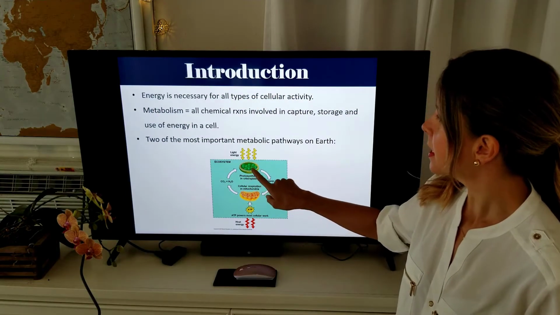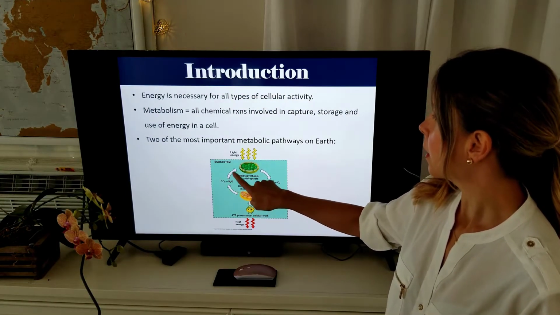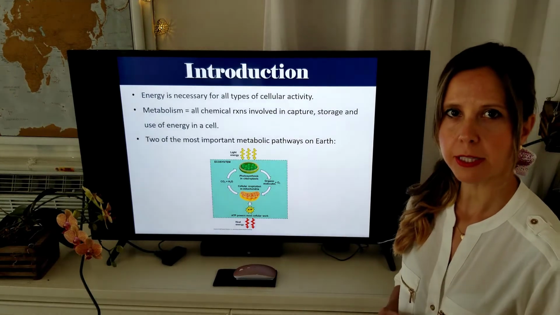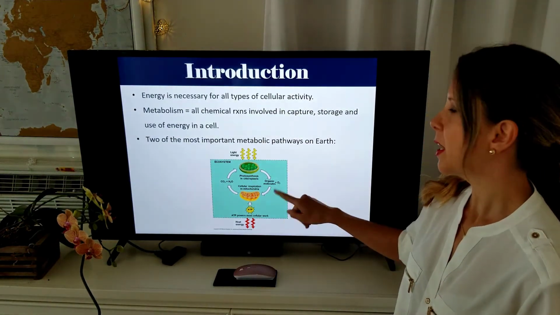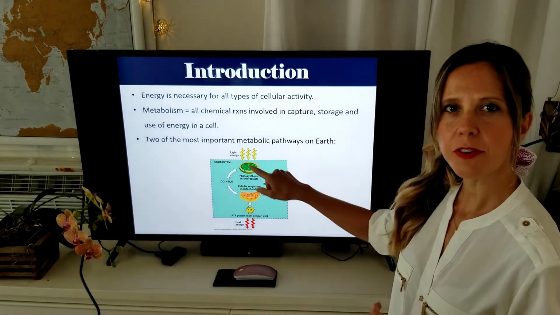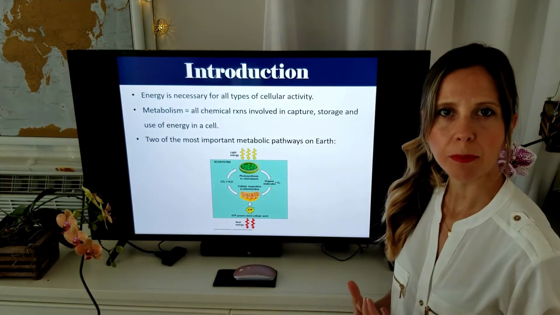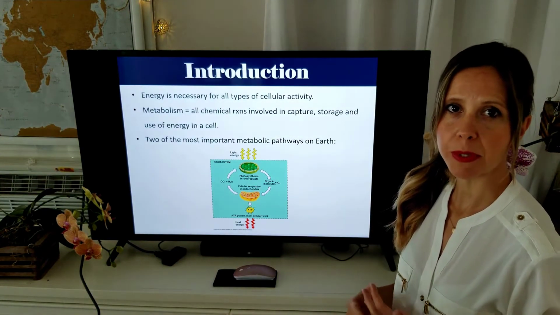During photosynthesis, carbon dioxide and water are converted into organic molecules such as glucose, releasing the waste product oxygen. This reaction is anabolic and requires an input of energy, and that energy comes from sunlight.